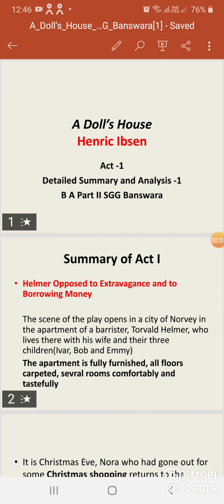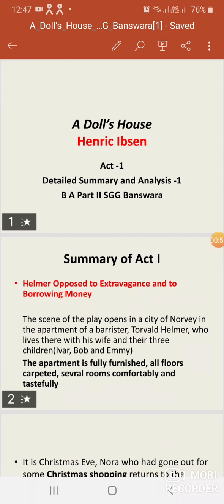Dear students, now we shall go with a detailed summary or an analysis of the story of A Doll's House, written by Henrik Ibsen. We have already done the little introduction about the dramatist Henrik Ibsen, as well as the synopsis of the story of A Doll's House, and we got the idea what the play is about.